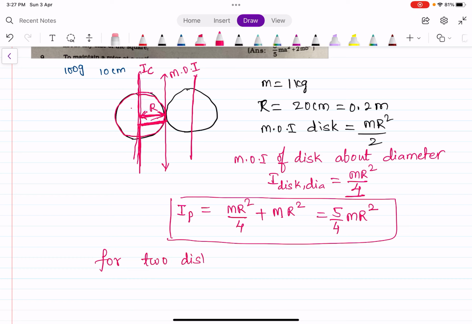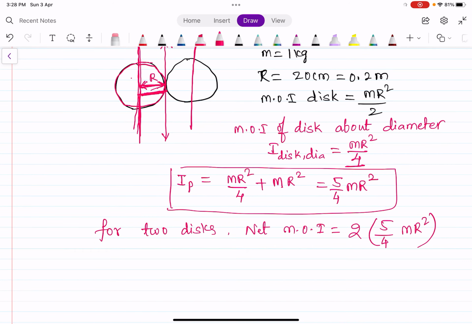For two disks, the total, that is net moment of inertia, is equal to 2 times 5/4 mr square. And this would be the answer. By solving this, you will get the total moment of inertia. Substitute m as 1 kg and r as 0.2 meters.